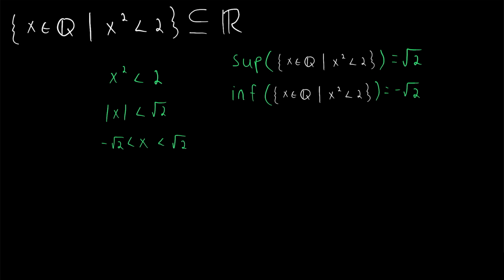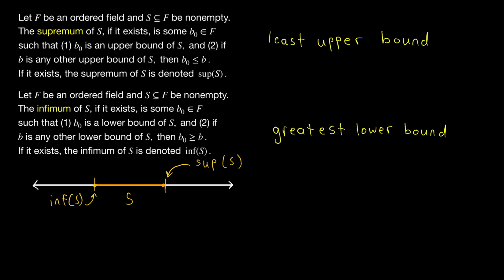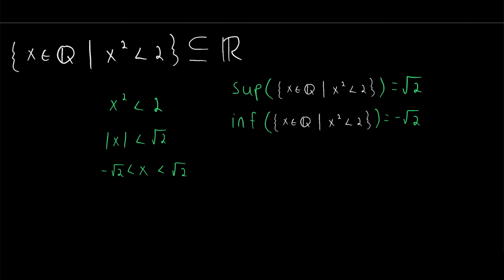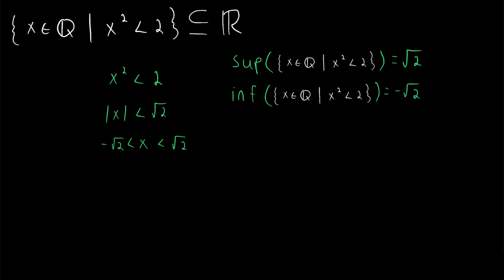But remember, the supremum and infimum of a set have to be elements of the ordered field that we took the set from. Going back to our definition, remember, we take a set S from the ordered field, and the supremum has to be in that ordered field. We take a set S from an ordered field, the infimum has to be in the ordered field. For our final example, this seems totally fine. The square root of 2 is an element of the real numbers. Negative square root of 2 is also an element of the real numbers.